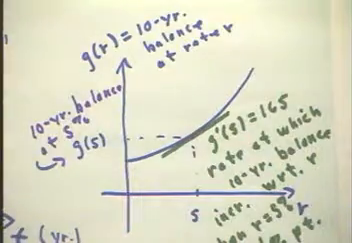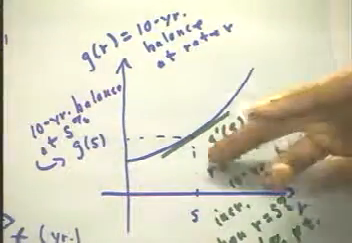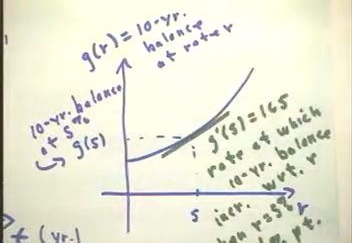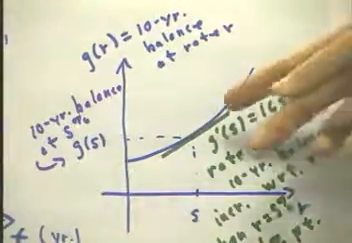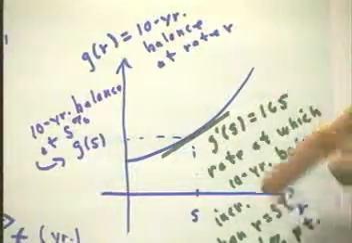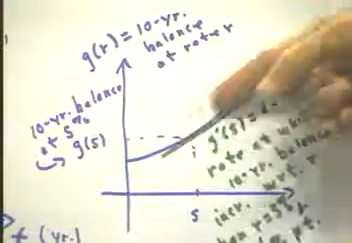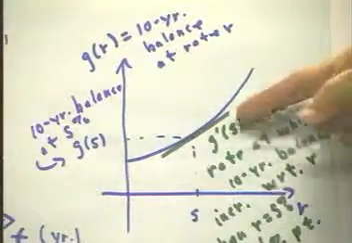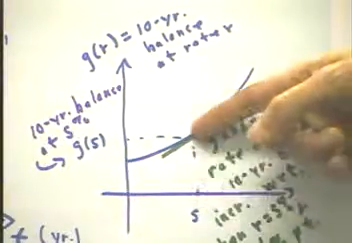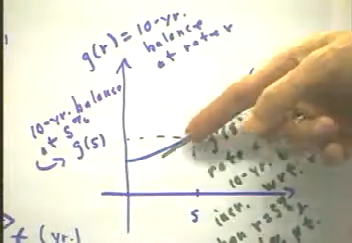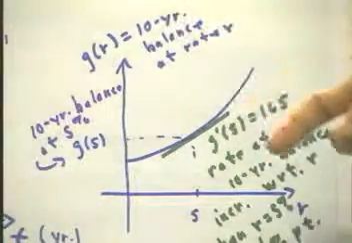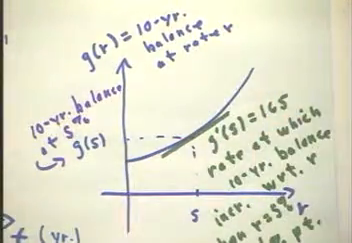We are also asked to interpret G prime of 5, or the fact that G prime of 5 equals 165. Okay, so if G prime of 5 equals 165, what does that mean? Well, G prime is the instantaneous rate at which this function changes. 5 is your interest rate, so G prime of 5 is going to be the instantaneous rate at which your 10-year balance is changing at the 5% rate.